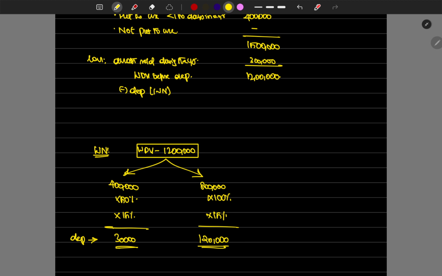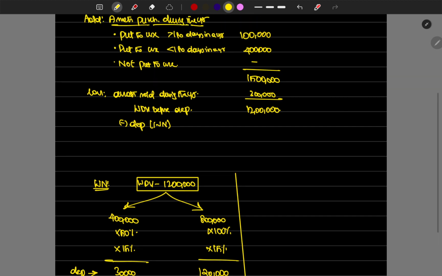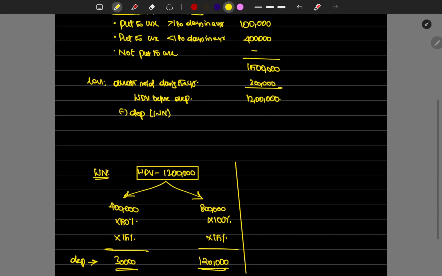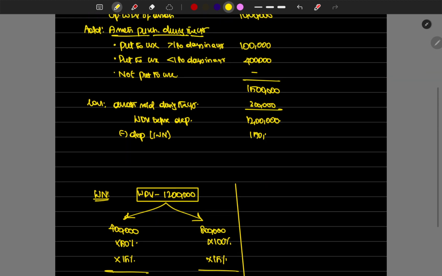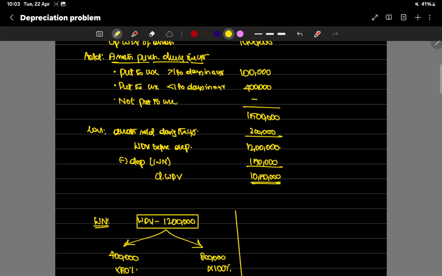Then what else do we have? Depreciation is how much? 1,50,000. So the closing WDV is 10 lakh 50,000.